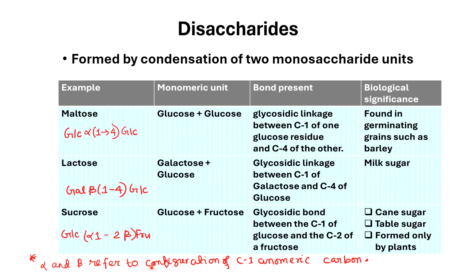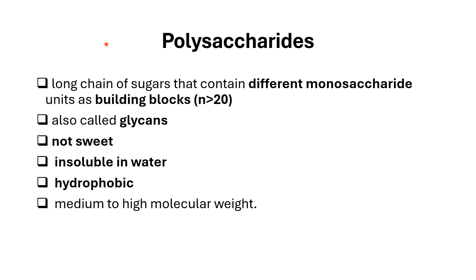Alpha and beta refer to the configuration of the C1 anomeric carbon. Here, if the OH group with respect to the 6th carbon is pointed upwards, then we call it beta configuration. If it is pointing downwards, we will call it alpha configuration. We'll read more about it in structural details. As of now, don't worry much about it.